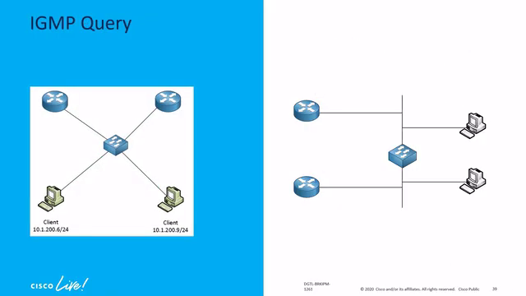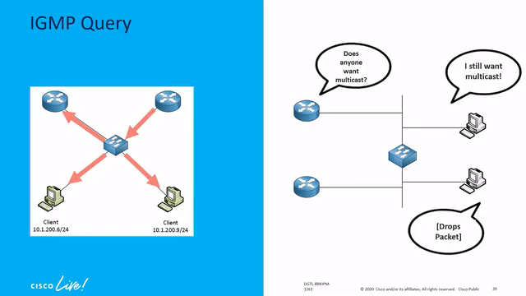Now, from a query perspective, the query is more like a timer. The query comes from the multicast router, usually, or the IGMP querier would be more accurate. The query is sent out to the wire, and it says, does anyone want to receive multicast? And it does that on a timer, on a repeating basis to make sure that they're still interested in receiving multicast traffic. And that triggers the clients that are interested in multicast to then send back a membership report.